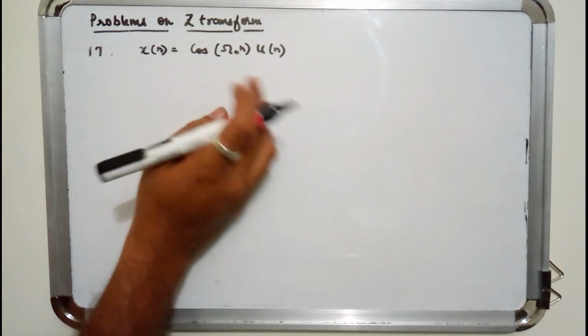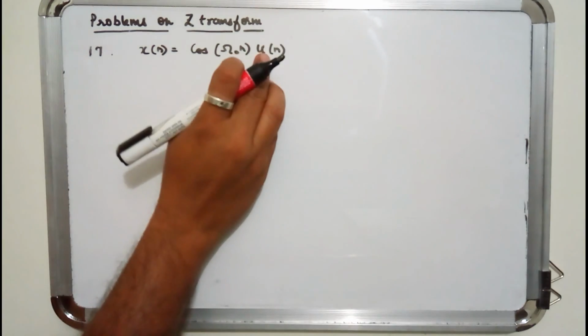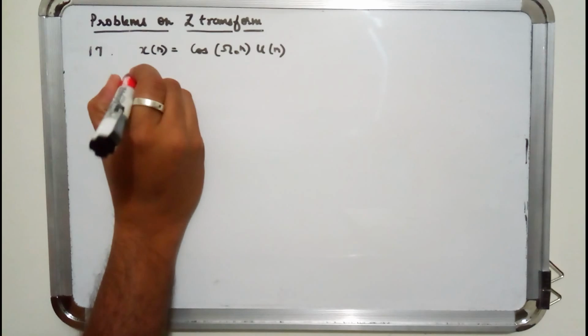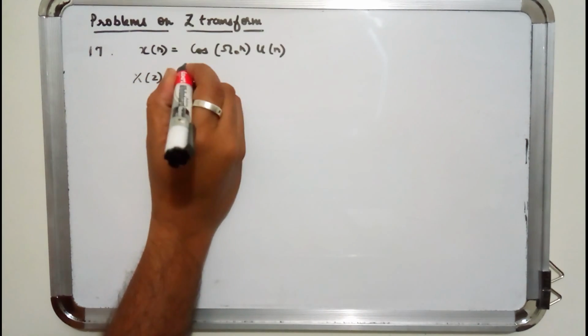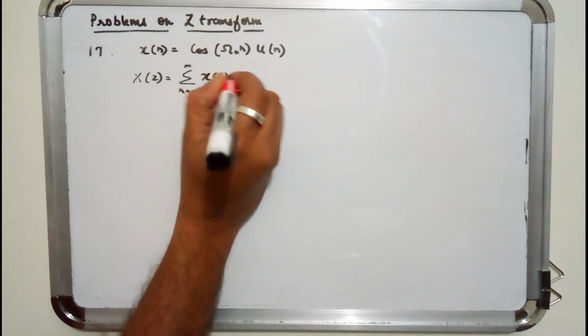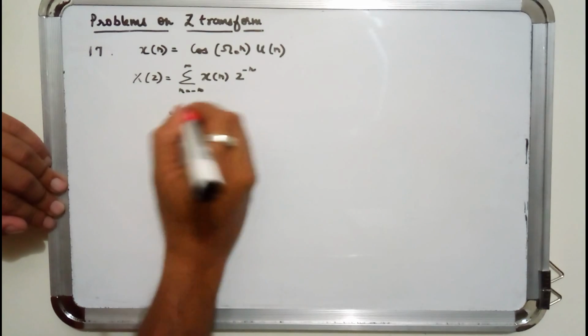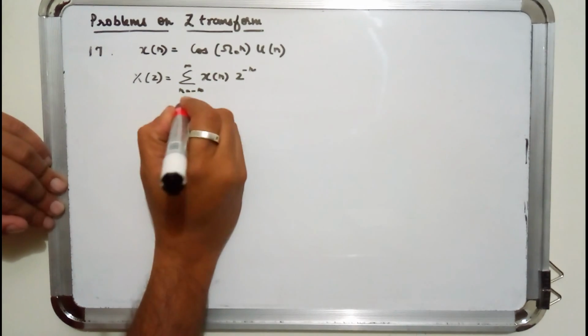Now the last problem under this section, x of n is equal to cos omega naught n u of n. Since you have u of n, it is obvious that it is a right sided sequence, so the ROC is outside the outermost pole. Now to find x of z, that is summation n is equal to minus infinity to infinity x of n z power minus n. Since you have u of n, the summation would run from n is equal to 0 to infinity.